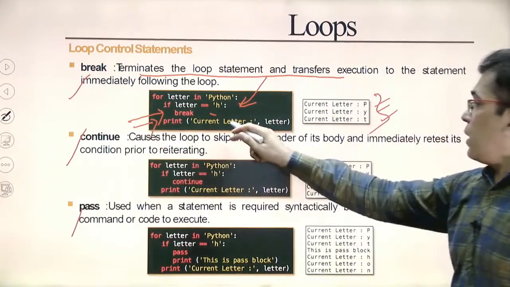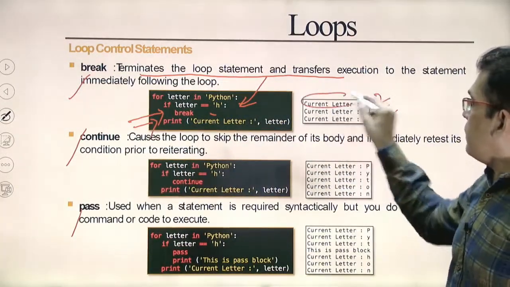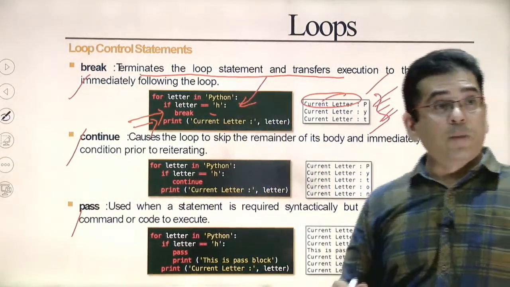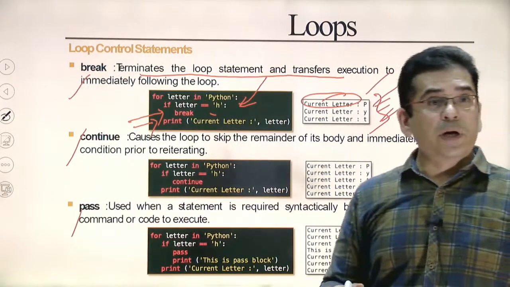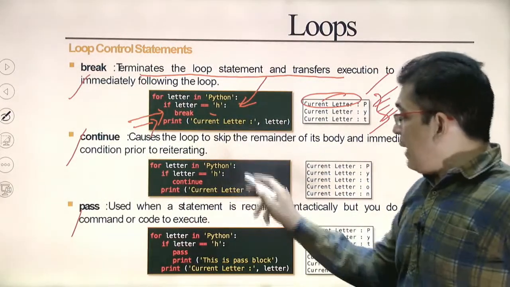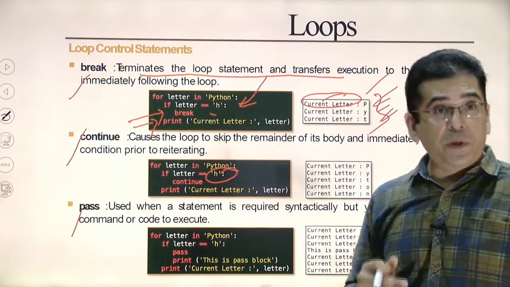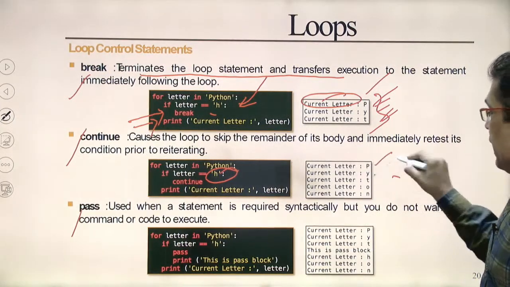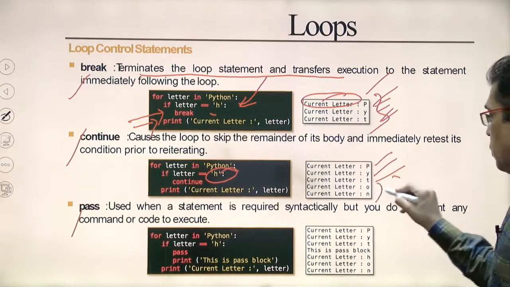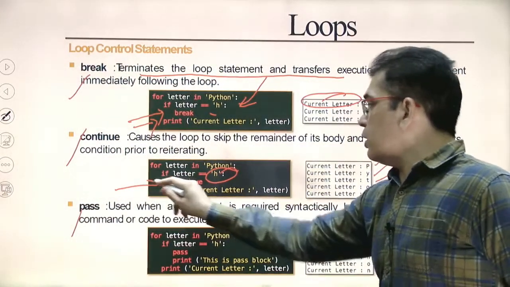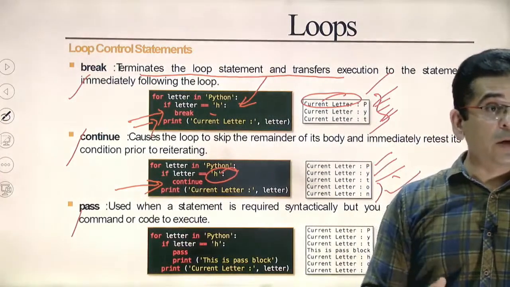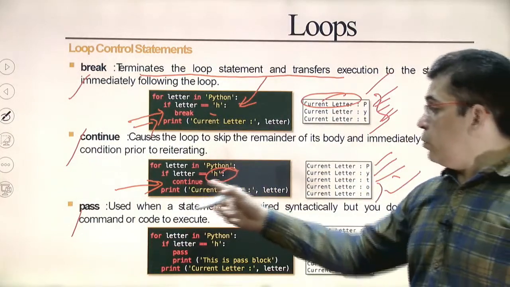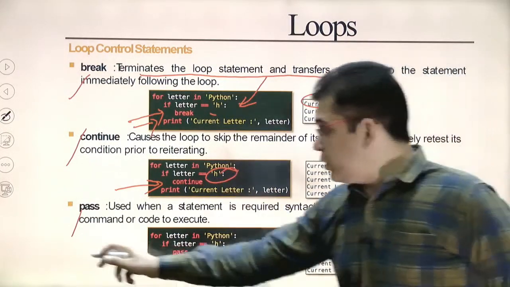Then we printed current letter. So current letter is the static part, P, Y, T are the alphabets in the string Python. If you just want to continue printing the letters, at letter H, H will be skipped and after H the other output will be printed, like P, Y, T, H is skipped, O and N, because I have written the continue control statement to bypass the letter H and go on to O and N.